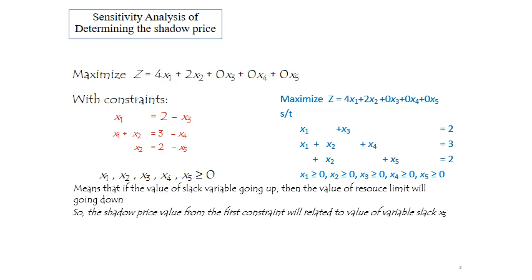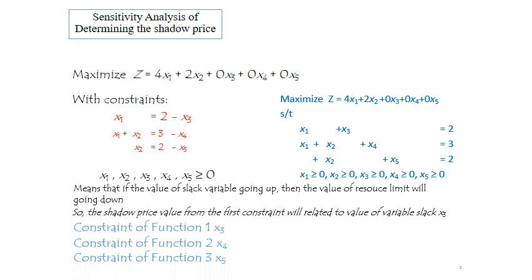So the shadow price value from the first constraint will be related to the value of slack variable x3. And then the second constraint will be related to the slack variable x4. And the shadow price value of the third constraint will be related to the slack variable x5. This is the same as what I said before. Constraint of function 1 is related to x3, function 2 to x4, and function 3 to x5.